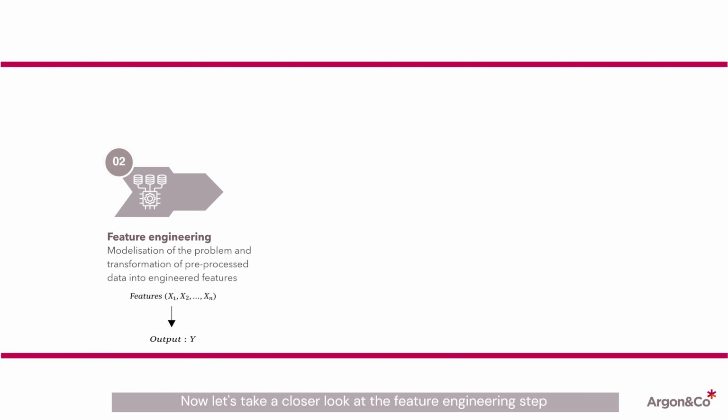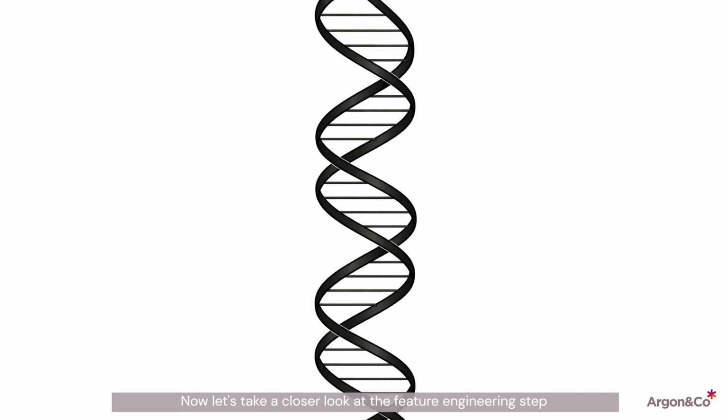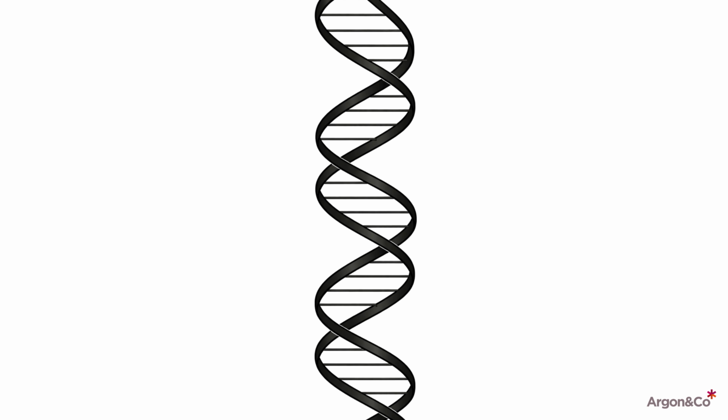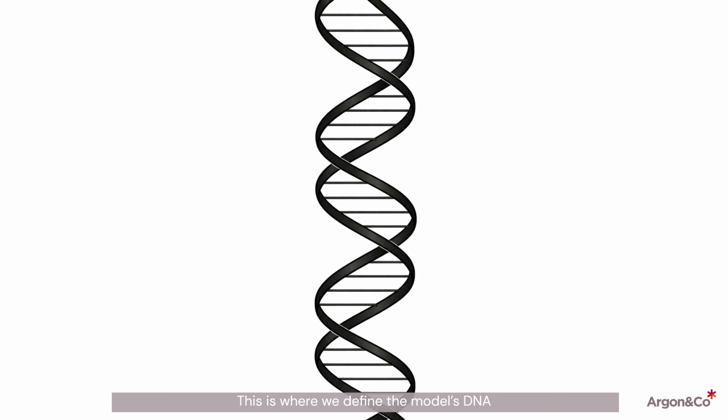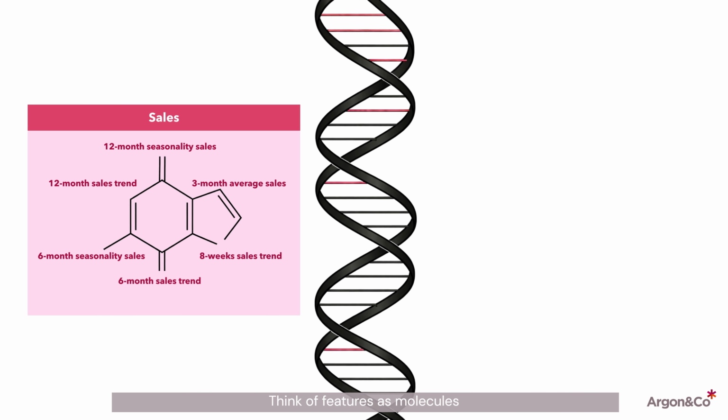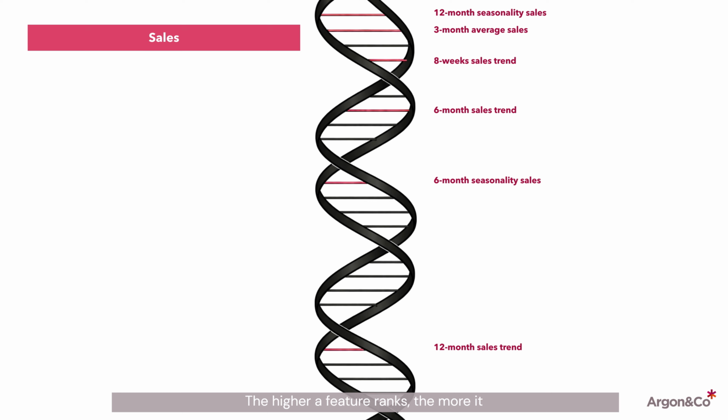Now, let's take a closer look at the feature engineering step. The strength of the solution really lies in the feature engineering. This is where we define the model's DNA. Think of features as molecules. We decide whether they belong in the DNA, and if they do, where they sit. The higher a feature ranks, the more it influences the final forecast.